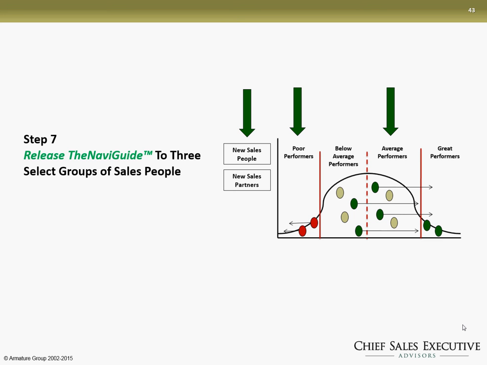Or quite frankly, if they can't get it using TheNaviGuide, it will help them and you see that they truly are poor performers and other actions need to be taken. The third group is your average performers that have a strong desire to become great performers. So those are the three groups that we recommend use TheNaviGuide.